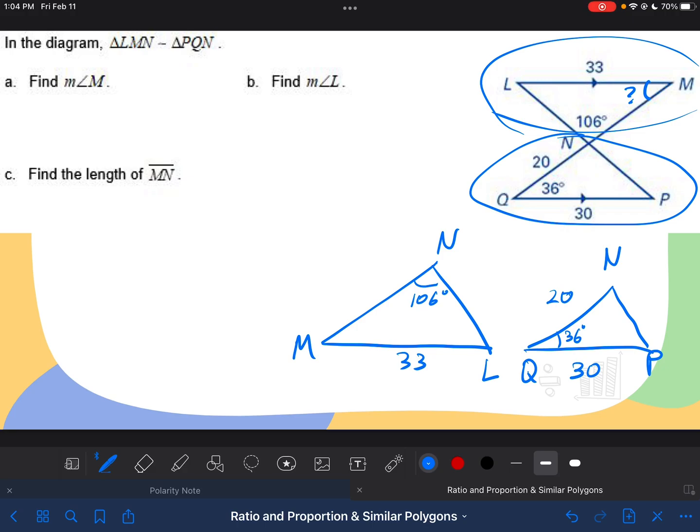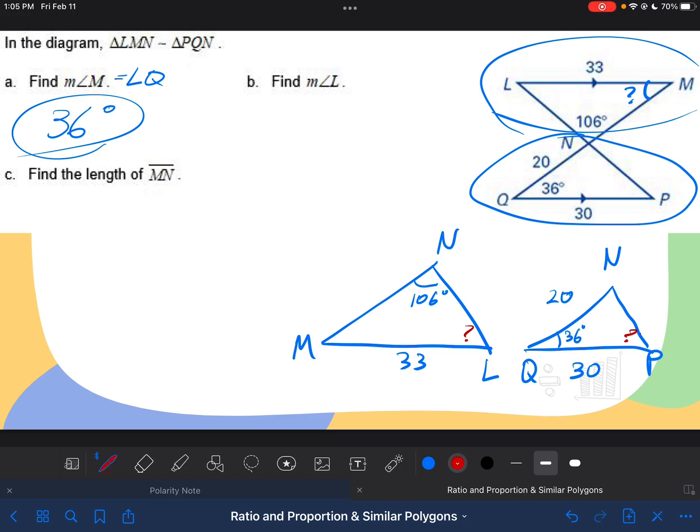So if we look at letter M, that is pretty much the same as Q in this case. So that means this angle will become 36 degrees right off the bat. And if we look at measurement L, in this case it is right here, and we don't even know what it is because we don't have P. But how do we figure that out?